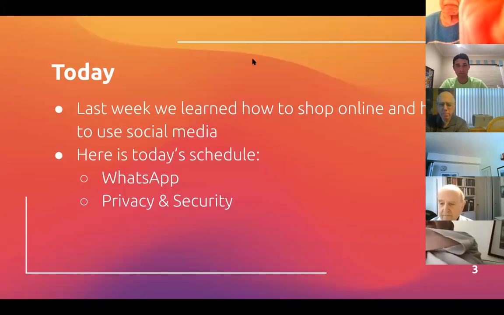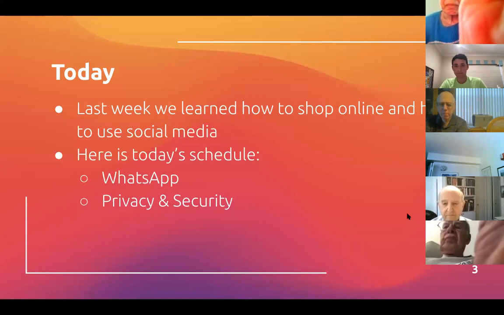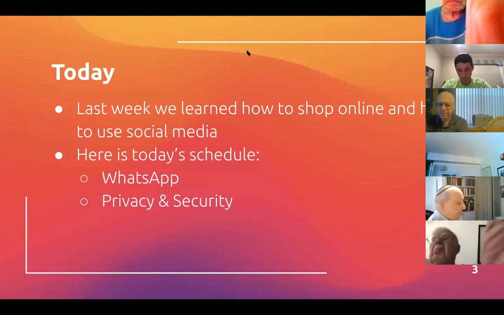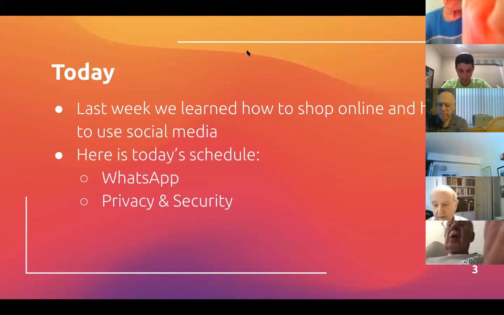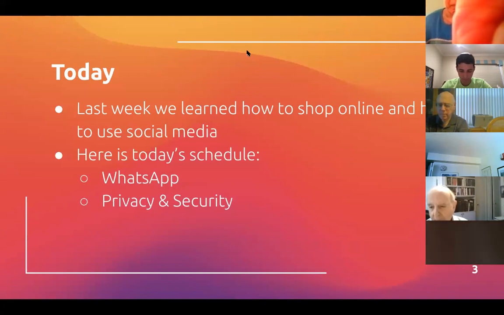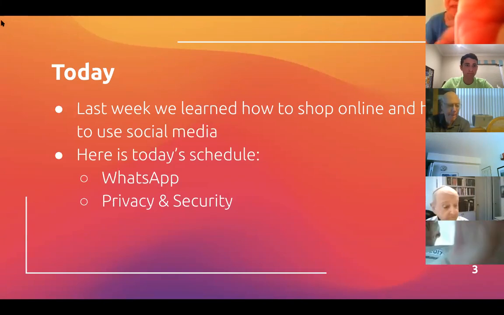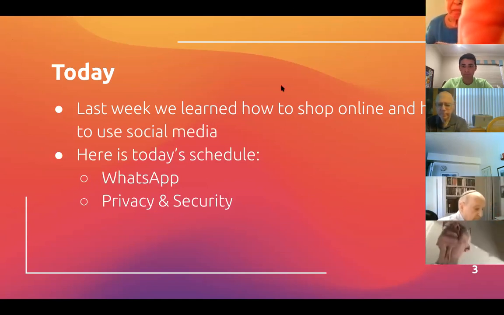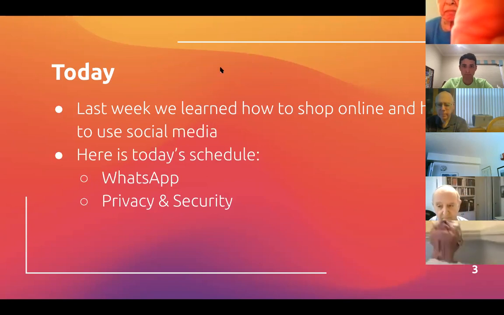Last week, for those of you who were here, we learned how to shop online and use social media. Today, we're going to look at WhatsApp and a few cool things you can do on it. Then, the second topic, which I've gotten a lot of emails about, is how to make sure our phones and computers are private and secure, so that everything stays ours and the information can't be stolen or shared throughout the internet. I'm going to go through a few tips on how to keep your devices secure and private. That's today's schedule.